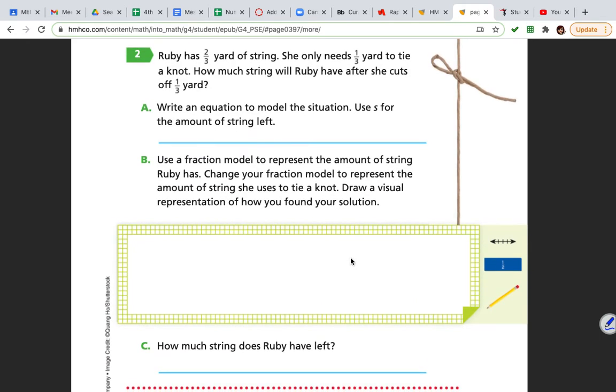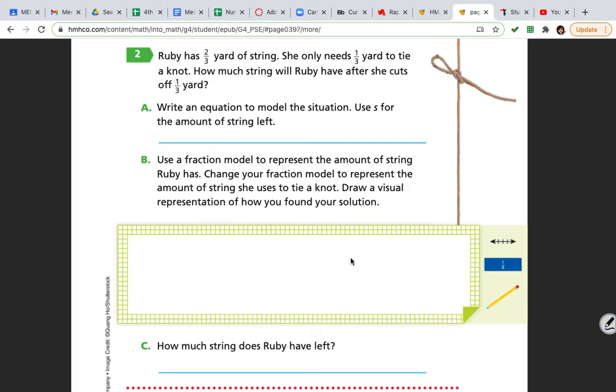So on the next page, Ruby has 2/3 yard of string. And here's our string over here on the side. She has 2/3 yards of string. She only needs 1/3 yard to tie a knot. How much string will Ruby have after she cuts off 1/3 yard? Write an equation to model the situation. Use S for the amount of string left.